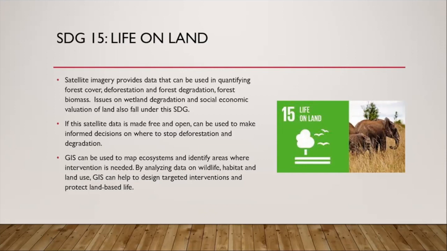So this satellite data, if it's made free and open, can be used to make informed decisions and will help the stakeholders, the decision makers, to stop deforestation and see where degradation is happening, to be able to make interventions. Using GIS, we can map the ecosystem and identify areas where intervention is needed by analyzing data on wildlife, the habitat, the land use, and create targeted interventions in good time. So through this, we are able to protect land-based life. By working with geospatial data, we can achieve this SDG.